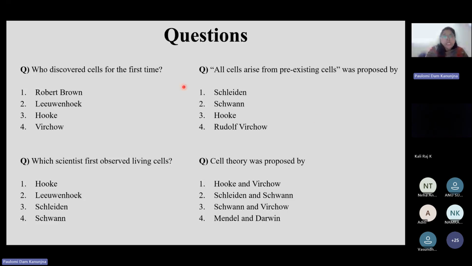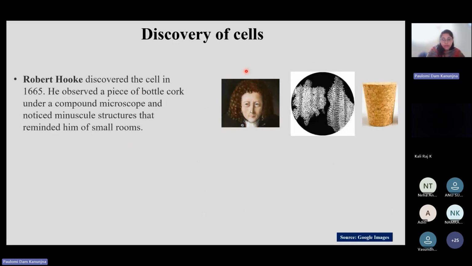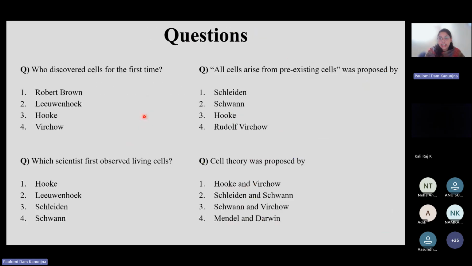All right. So the first question here is, who discovered cells for the first time? The next question here is, which scientist first observed living cells? These two are easy because we have just discussed them. Then the next question is, all cells arise from pre-existing cells, and this is also called omnis cellula e cellula. And this is a theory which tells how cells replicate, which is what I was covering here. So which scientist gave that term?